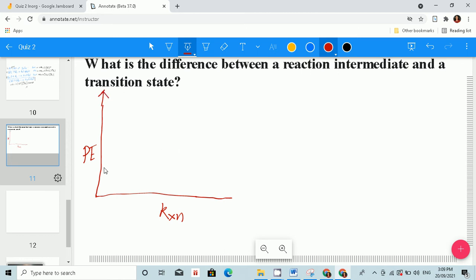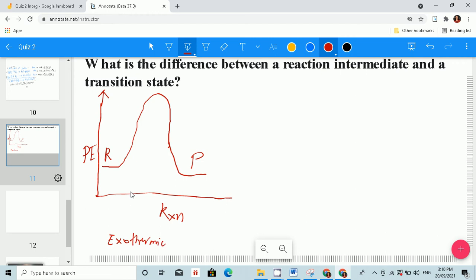And we have our starting material here, and then it transcends, okay, there and there. So as we can see, the reactant has higher energy than the product. Reactant and the product. So this is an exothermic reaction.